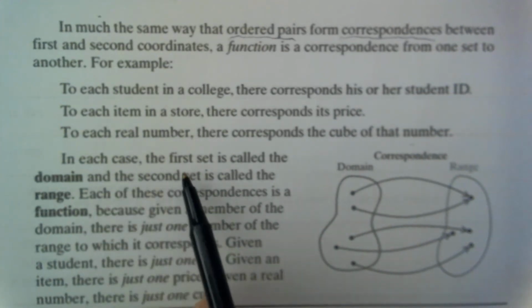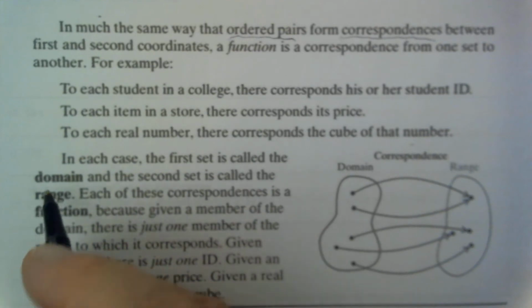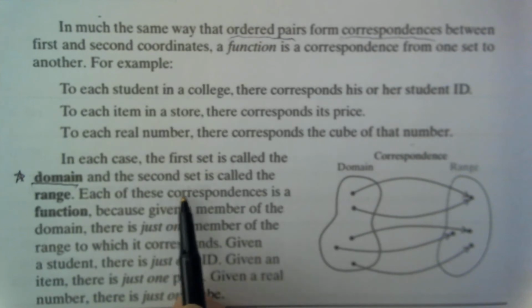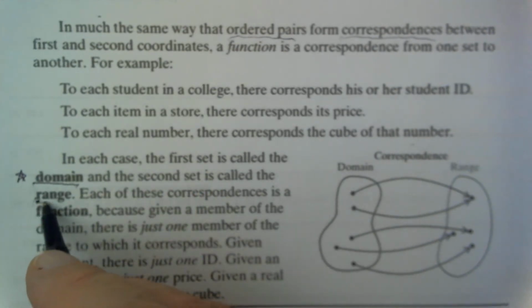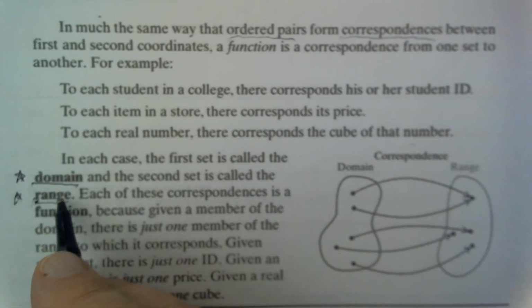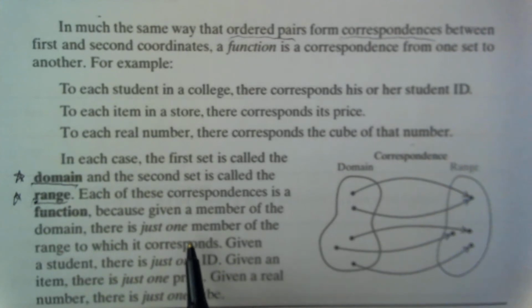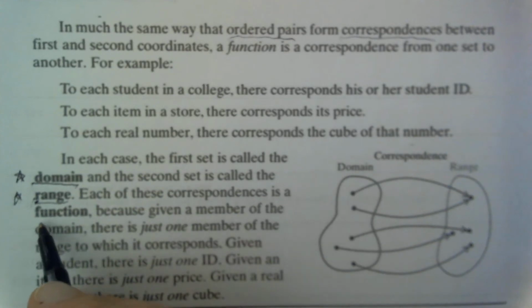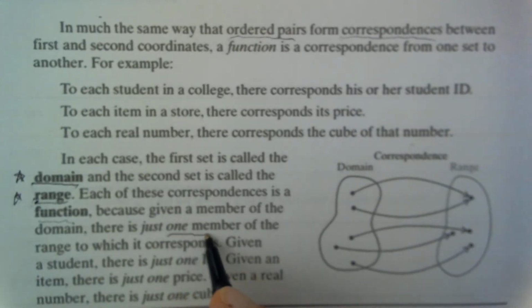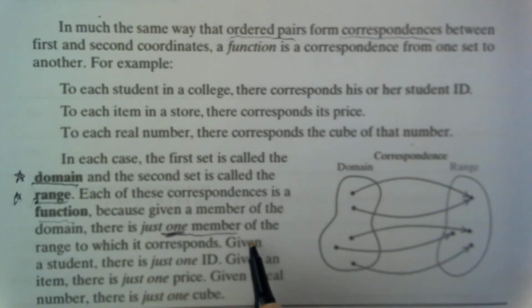In each case, the first set is called the domain of a function, a very important word. And the second set is called the range. So we have the definition of domain and range. The domain is the set of all the input values, and the range is the set of the output values. Each of these correspondences is a function, because given a member of the domain, there's just one member. Now this is critical. There's one member of the range to which it corresponds.